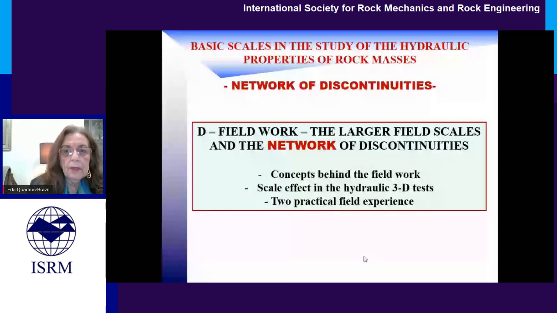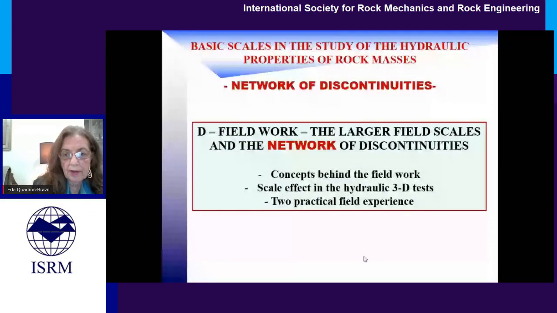Now we see what we have at the larger field scales, the effect of the network of these discontinuities. Then we show a summary of some concepts behind the field work, the scale effect in the hydraulic 3D tests performed in the field, and two practical field experiences.